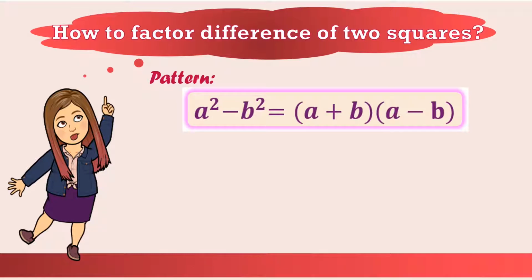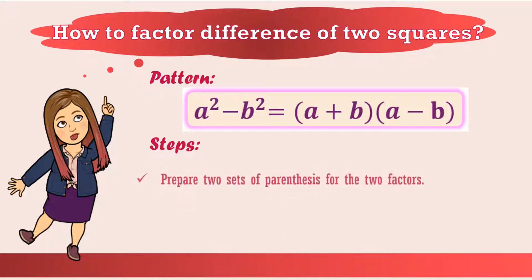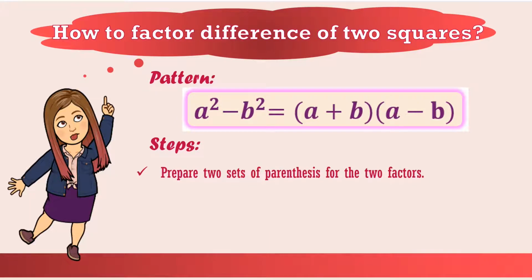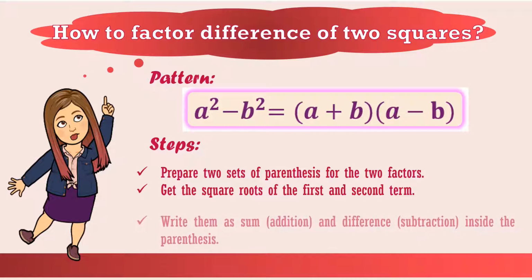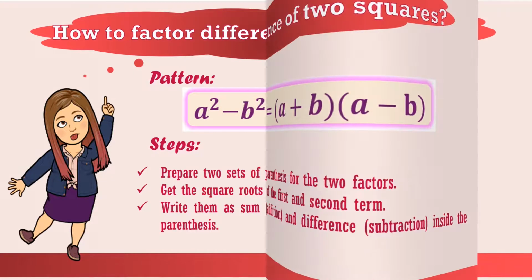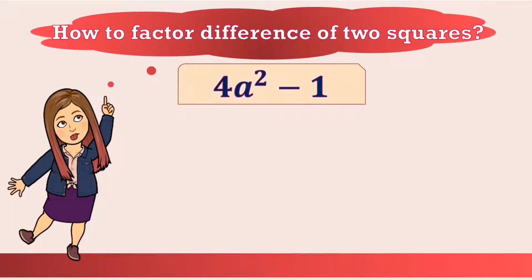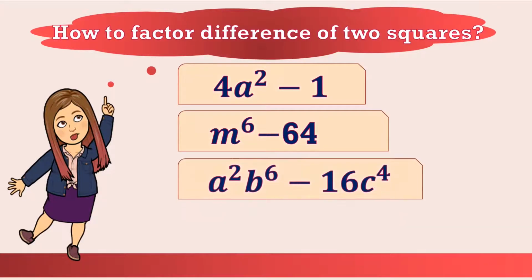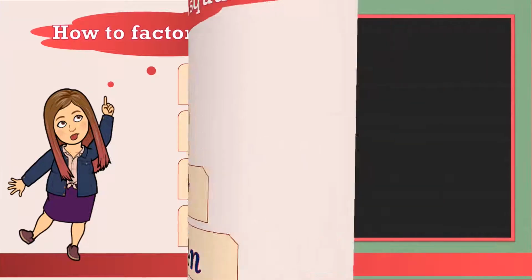With this, we just created the following steps. First, prepare two sets of parentheses for the two factors. Second, get the square roots of the first and second terms. Third, write them as a sum and a difference inside the parentheses. We will be having these four polynomials as our examples.